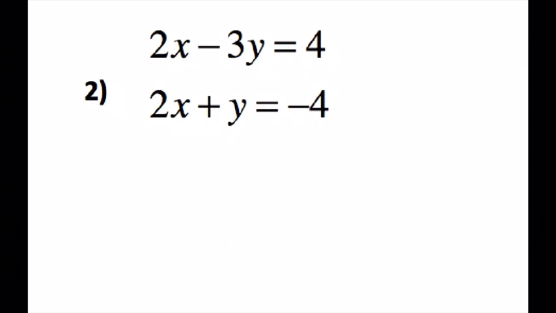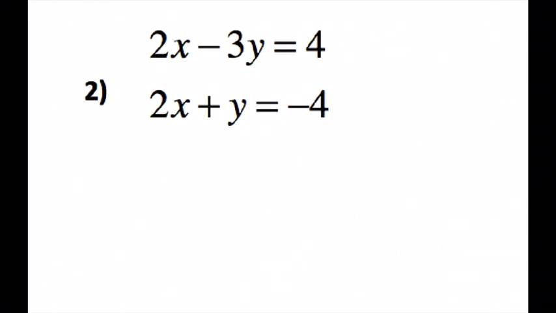Okay, this is number 2. Now, once again, you notice if I was to add these together, that none of the variables would eliminate. But I do notice that I have a 2x and a 2x. It'd be very convenient if the top was a negative 2x and the bottom was a positive 2x, or vice versa. It doesn't matter. So I'm going to multiply the top by negative 1.